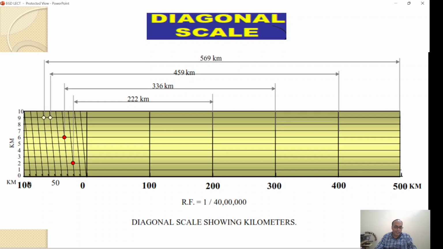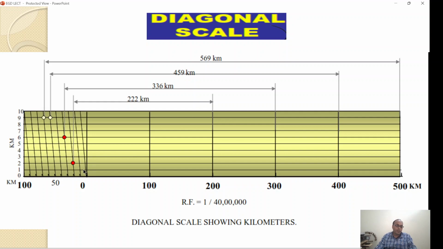And we have further divided the first part into 10 equal parts. So this is 10, 20, 30, 40, 50, 60, 70, 80, 90 and 100. The first division we have divided further into 10 equal parts, so each division is showing a distance of 10 kilometers.